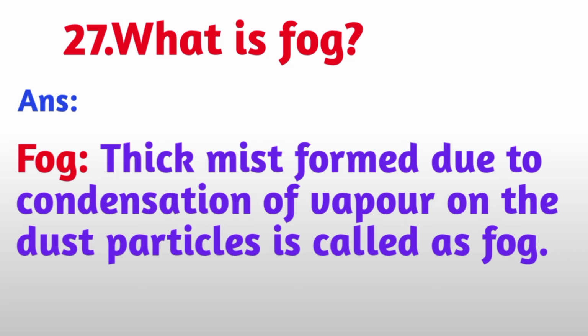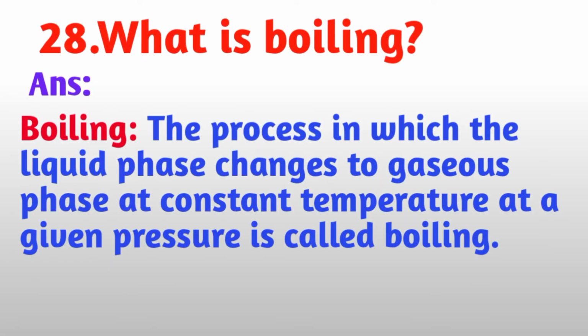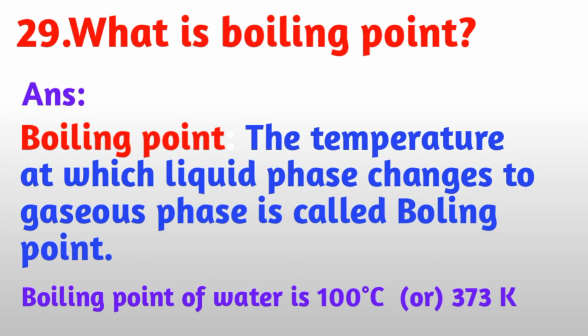What is fog? Thick mist formed due to condensation of vapor on the dust particles is called a fog. What is boiling? The process in which the liquid phase changes to gaseous phase at constant temperature at a given pressure is called boiling. What is boiling point? The temperature at which liquid phase changes to gaseous phase is called boiling point.